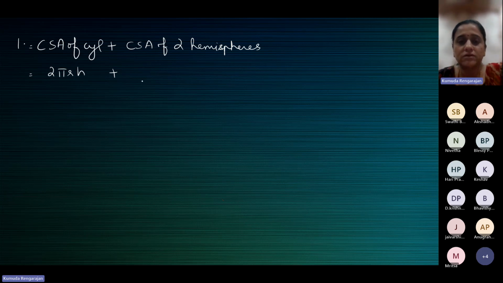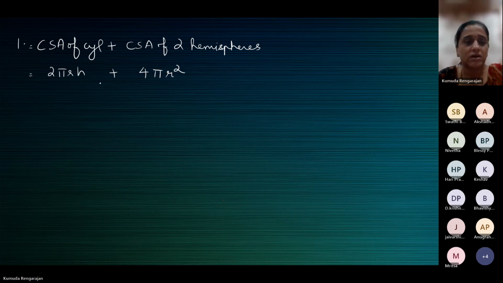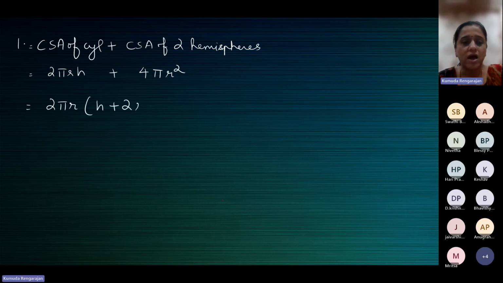One hemisphere is 2 pi r square. Two hemispheres, 2 into 2 pi r square, so 4 pi r square. The radius is the same for both the cylinder and the hemisphere, so you can use the same letter r. Now what's common? 2 pi r is common. So we have h plus 2r.